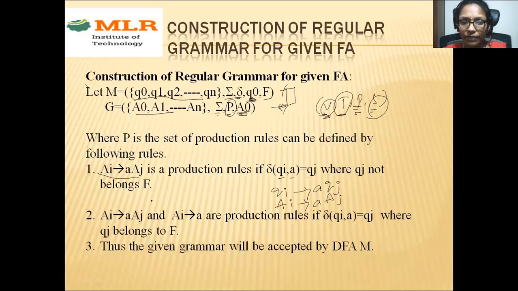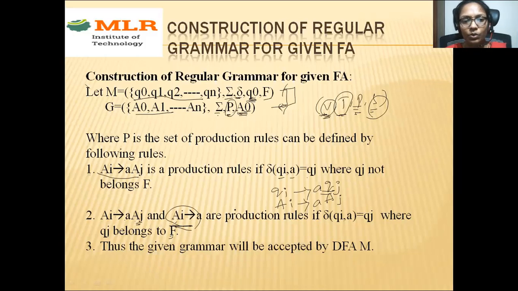And coming to the case where Qj is a final state, if the target is a final state, then Ai tends to aAj. If Aj is a final state, then you need to add one more production rule. What is that production rule? Ai tends to a, that means Ai tends to a without this Aj. We need to add this additional production rule only if Aj is a final state. So these are the production rules if Qi on a is going to Qj, where Qj belongs to M. If Qj is a final state, then only you need to add this extra production rule. Then the given grammar will be accepted by the DFA.